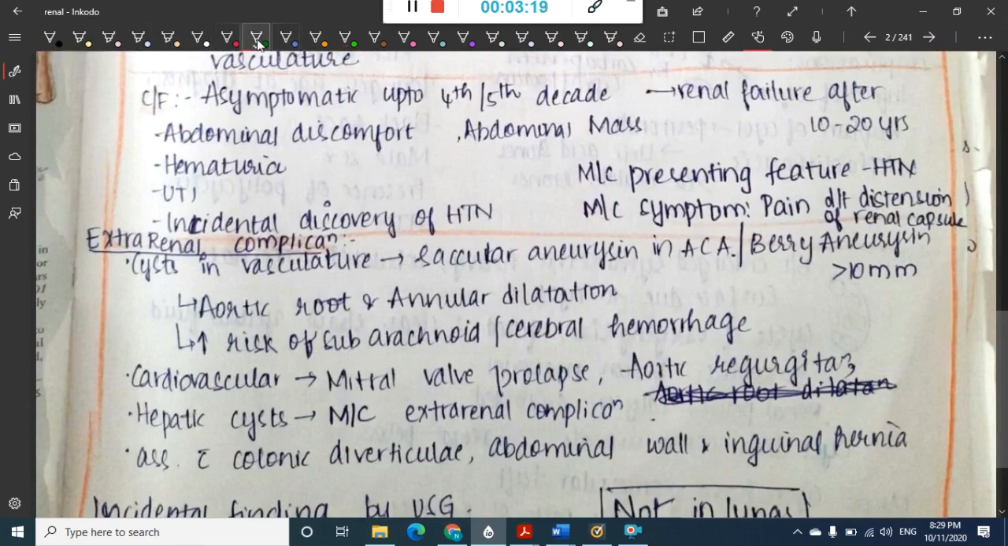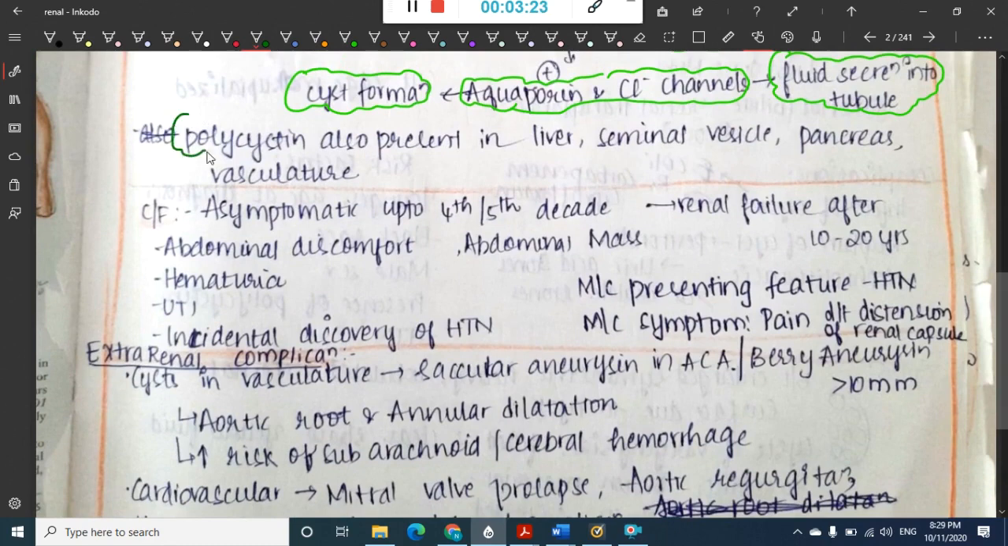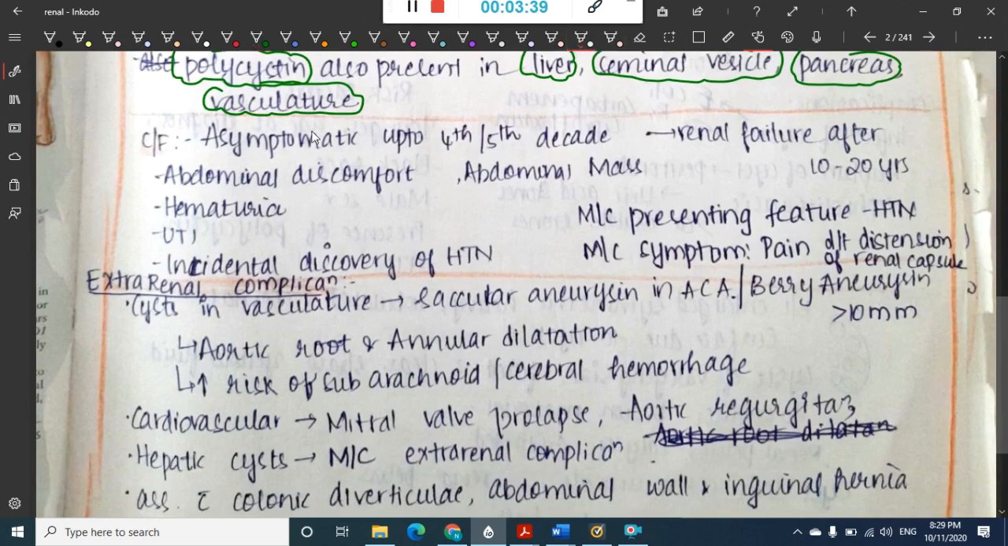This polycystin is not just produced in the kidney, but is also present in other cells, like the liver, seminal vesicle, pancreas, and vasculature. So first, the clinical features. The patients are mostly asymptomatic up to the 4th or 5th decade, and renal failure occurs after 20 years of age.